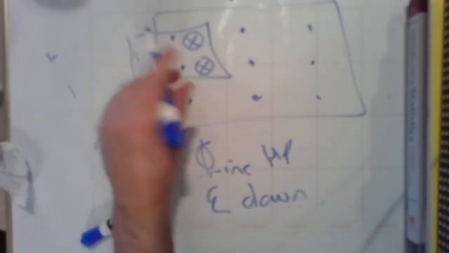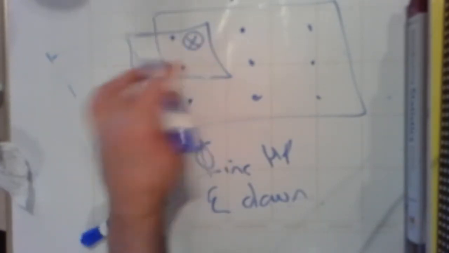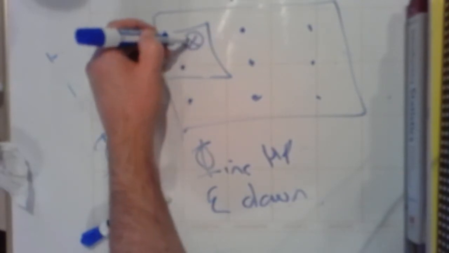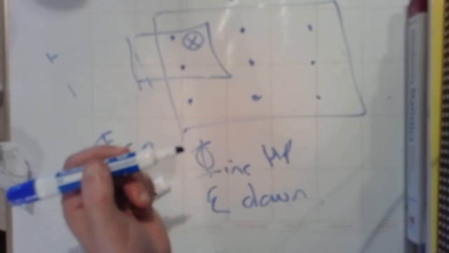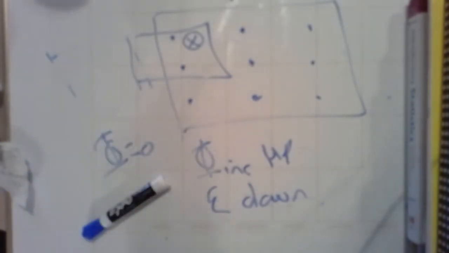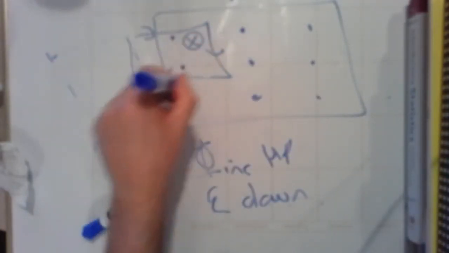Won't quite make up for, I guess I gained 2 there. Maybe I would only make up one of the new I gained. Try to make up or cancel out what you're gaining. Thumb points down. Fingers curl in the direction of I. I would flow around clockwise.